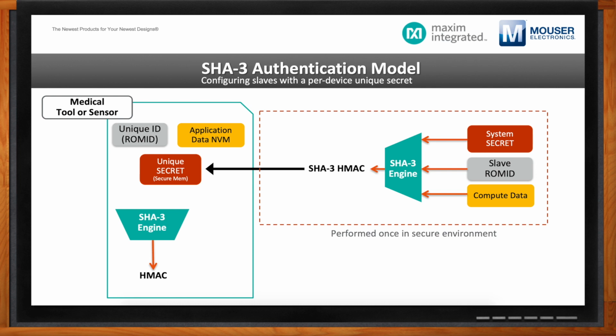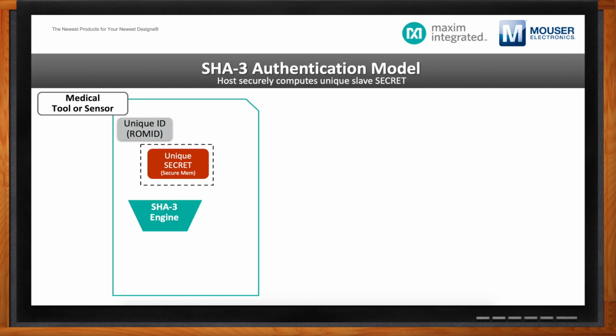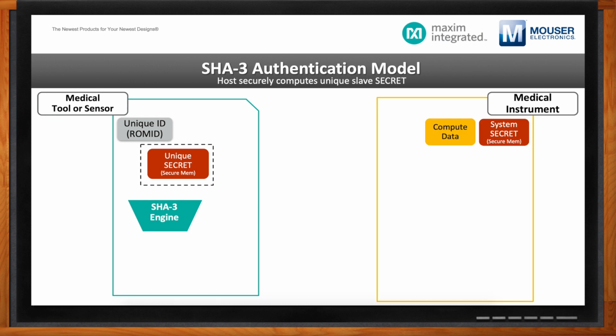In an end application, now that we have our part configured properly, it's in a tool or a sensor, let's talk about what the next steps would be as far as a host medical instrument operating with our part that's in a tool. So we have this unique ROM ID, we have this unique secret and SHA-3 engine over on the tool side that we're going to perform some operations with. And the first thing that happens is our medical instrument is going to request from our device this ROM ID value. Again, this is something that can be read in the clear without any risk. That happens, our part will send that over to the instrument side.